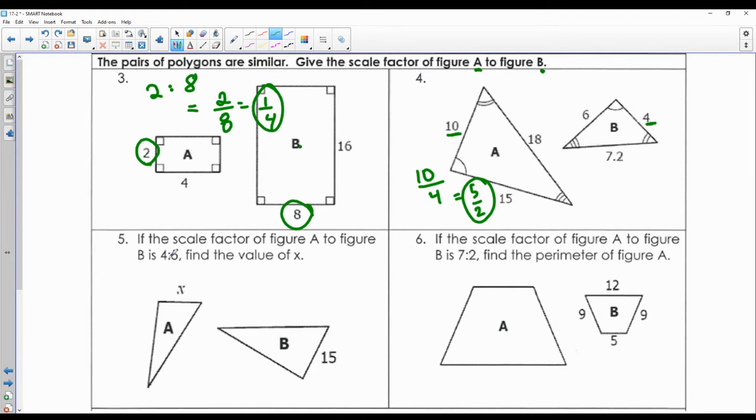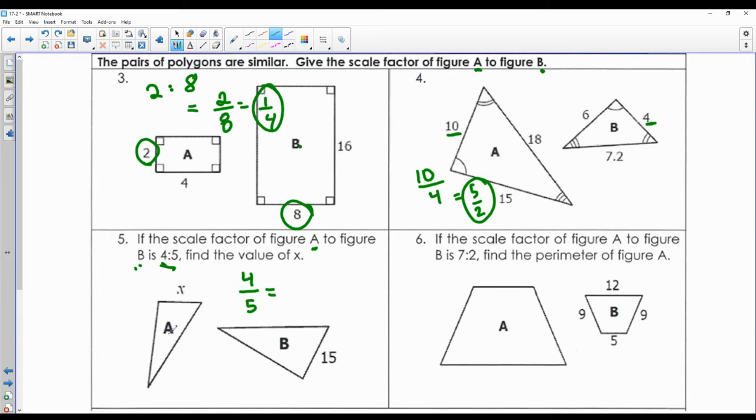They tell you the scale factor. Now they write it as a ratio. I'm going to have you write it as a fraction. Remember, the first number is always just your top fraction. Second number is the bottom fraction. Okay, so they want you to find the value of x. Now, notice that's the scale factor. It's A to B. So A is on the top, B is on the bottom.